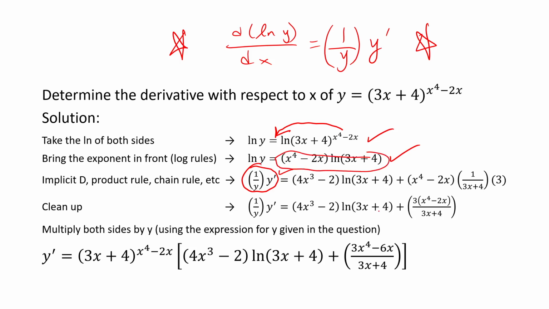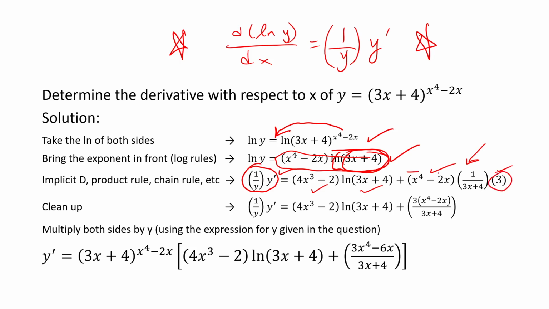In order to do that, we're going to use the product rule. So we've got the derivative of the first times the second plus the first times the derivative of the second. Well, the derivative of ln block is 1 over block times the derivative of the block. So the block is 3x plus 4. The derivative of that with respect to x is 3. And so we can clean this up.